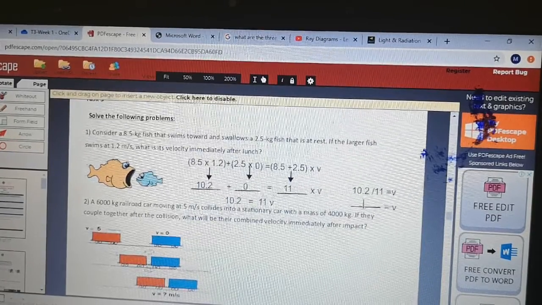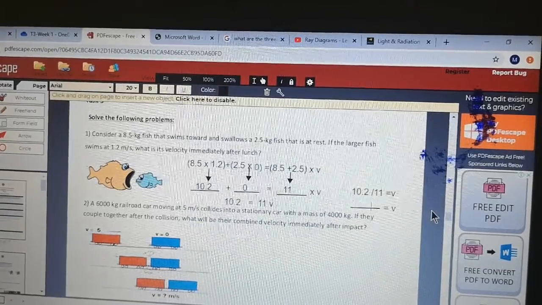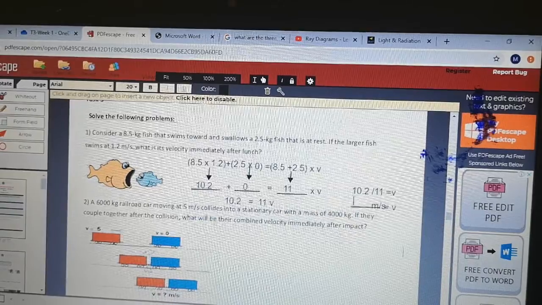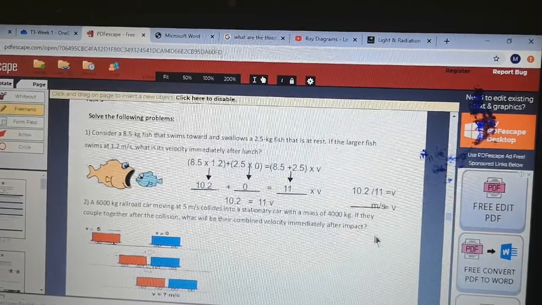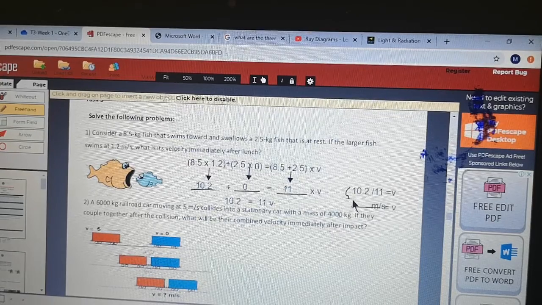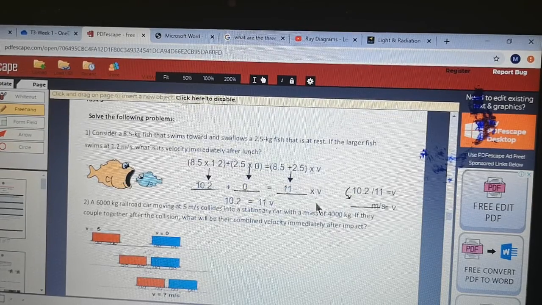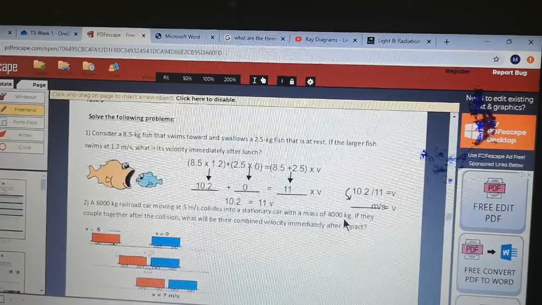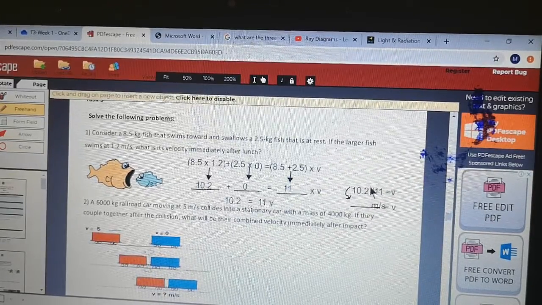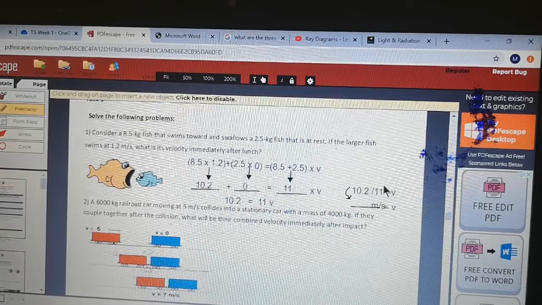Forget meters per second. Find your answer, put it here. Use your calculators to help you. Remember this line, if I put the dashed line like this, it's taksim, yeah? 10.2 taksim 11, divide 11.